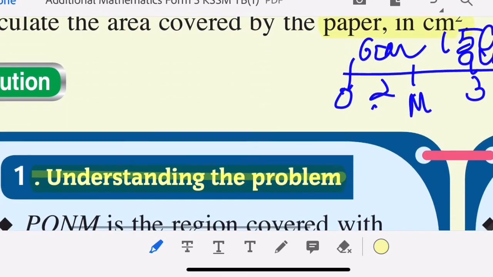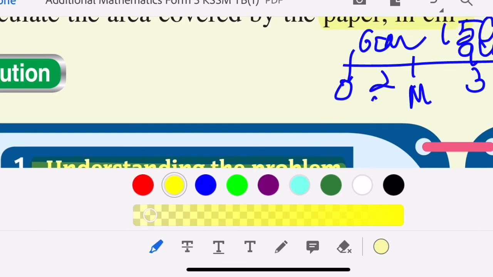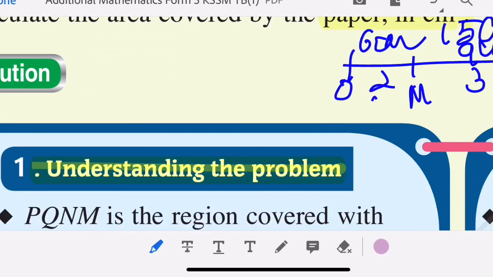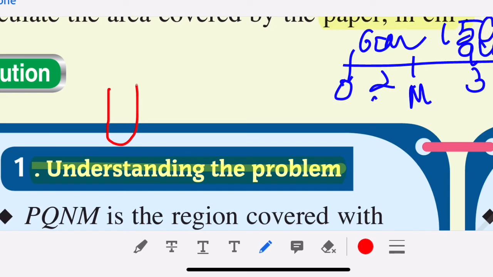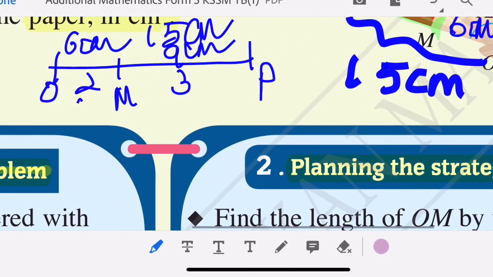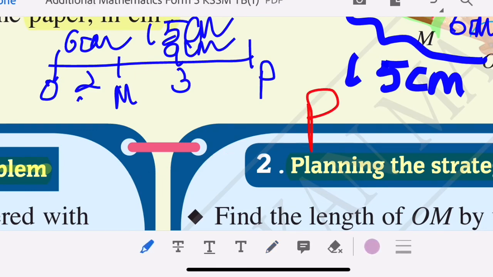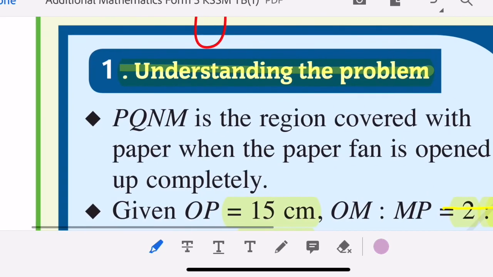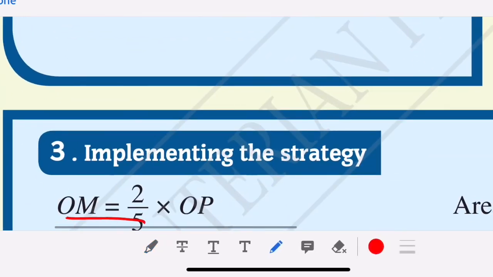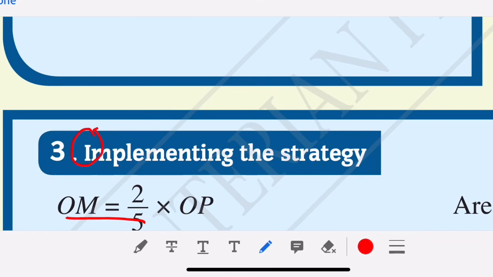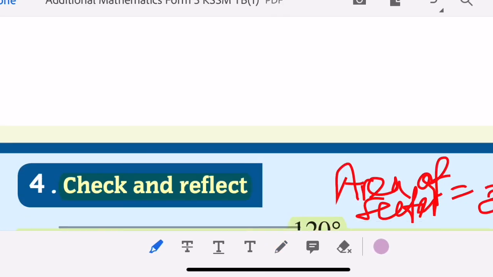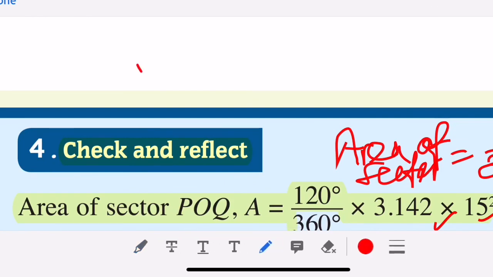So again, the first step is what? Remember the first step is understand the problem. We use a letter U. Understand. Second step is P, planning the strategy. So UP. Followed by the third step is I, implementing the strategy. So UPI. And the last step is check and reflect, C.